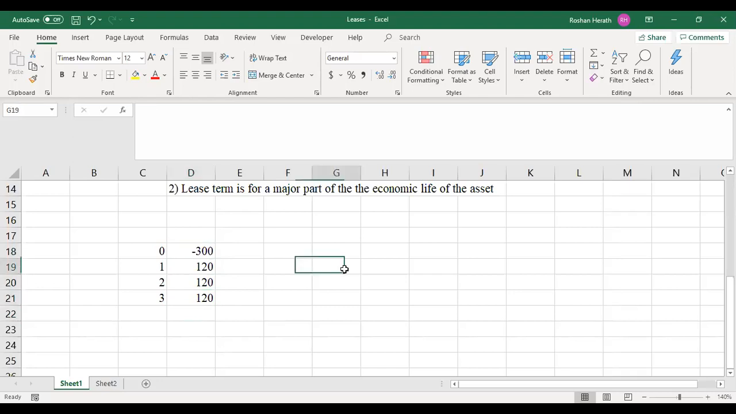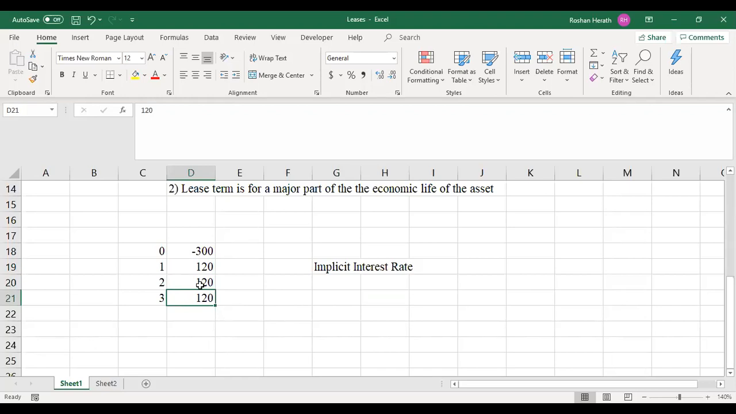And here the implicit interest rate is not given. But depending on the information, you can simply work that out. This is to bring your A-level knowledge on IRR. The implicit interest rate is nothing but the IRR, right? So what is the IRR?